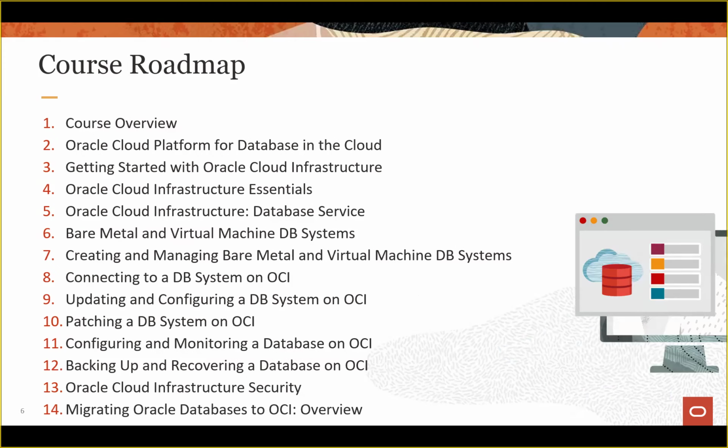Let's talk about the course roadmap, how we will complete this course. As of now, we are talking about the course overview, which is chapter 1. Then we will cover the Oracle Cloud Platform for databases over OCI, so how you can use the Oracle database on the OCI platform. We will give you a proper understanding of Oracle Cloud Infrastructure, how you can start with it, and what the essential infrastructures are.